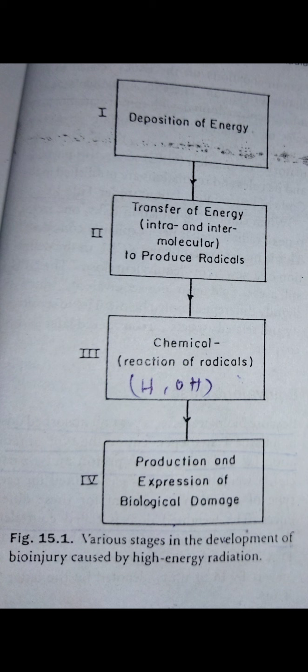The third was the chemical reaction of the radicals, in which these free radicals will alter the biomolecules, for example the RNA and DNA. The final step was the production and expression of the biological damage. This depends on the type and the function of the biomolecule which is altered by these free radicals, and it can express eventually, or in a short period of time, or it can be delayed to several generations.